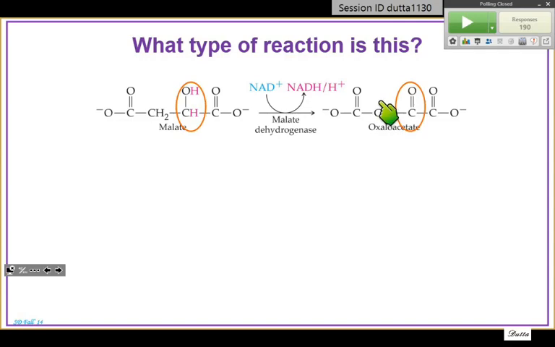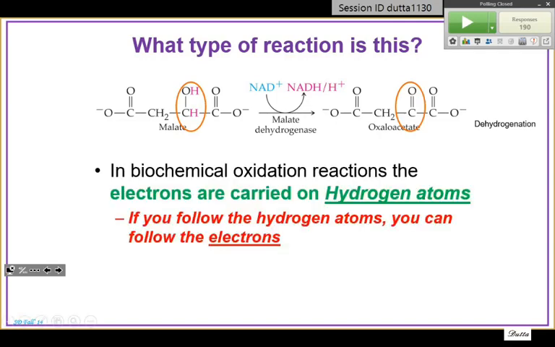So who is the oxidizing agent? NAD plus. And what is the reduced form of NAD plus? NADH or NADH2 plus, the same thing. It depends on the number of protons. So this reaction is called dehydrogenation, which is also oxidation. Dehydrogenation means removal of hydrogen, which is equivalent to oxidation.